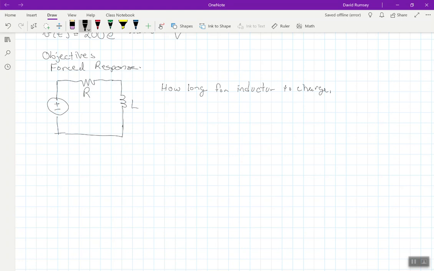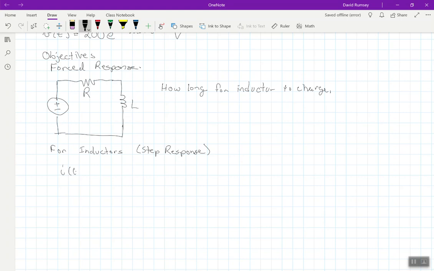Now we could develop another set of differential equations and solve it that way, but again, I'm just going to give us the solution here. So for inductors, the forced response, which is sometimes referred to as the step response. Some textbooks call it the step response. They do mean the same thing.